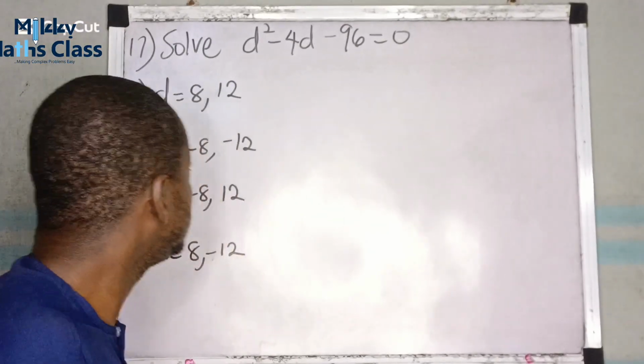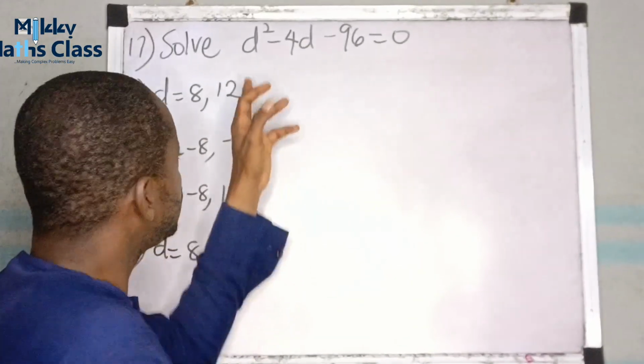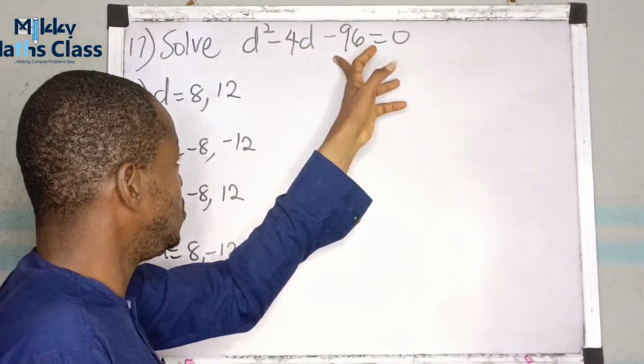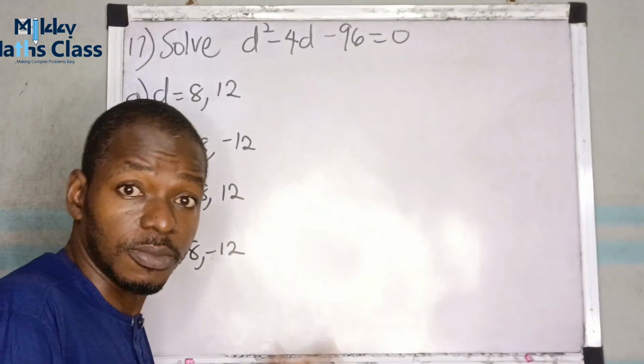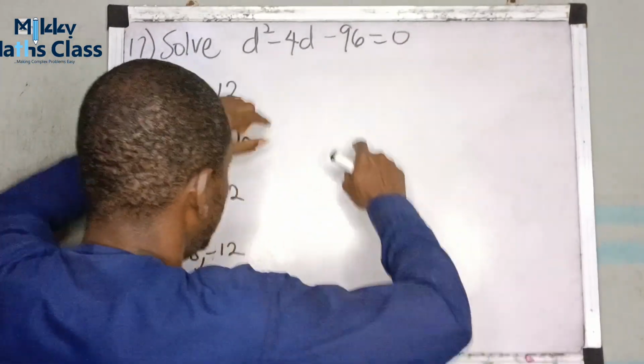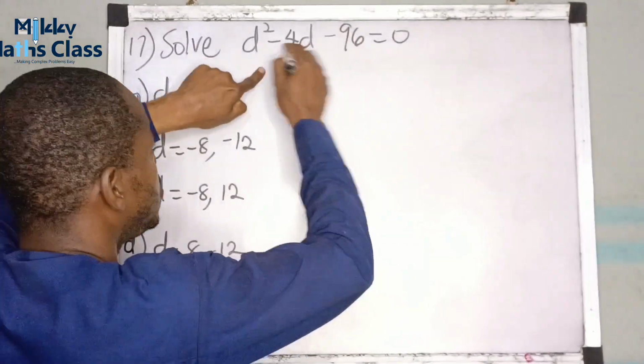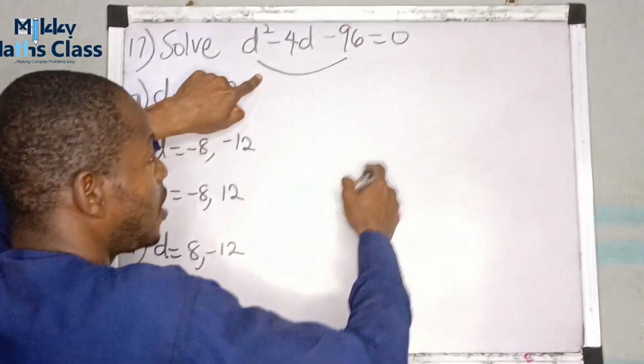Look at question 17. This is a quadratic equation. It says we should solve d squared minus 4d minus 96 equals 0. You can use different methods, but let's use the factorization method. The first thing, you see these two terms, multiply them together.